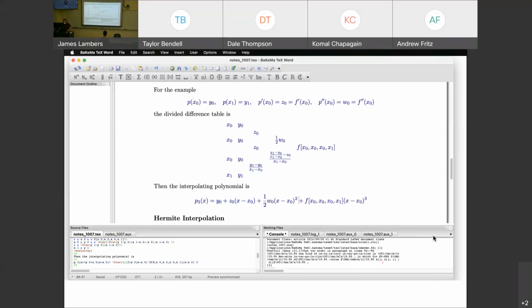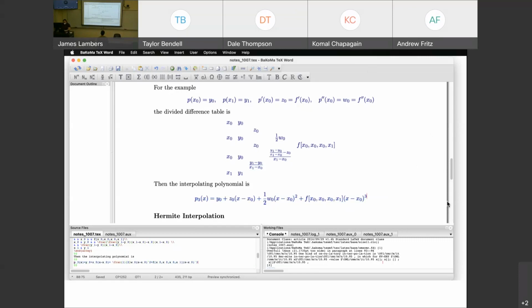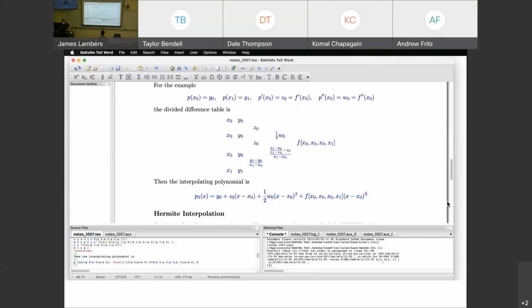Okay. So questions about how this polynomial was obtained? All right. And we're going to see another example later. Also, we'll use a divided difference table. Okay.